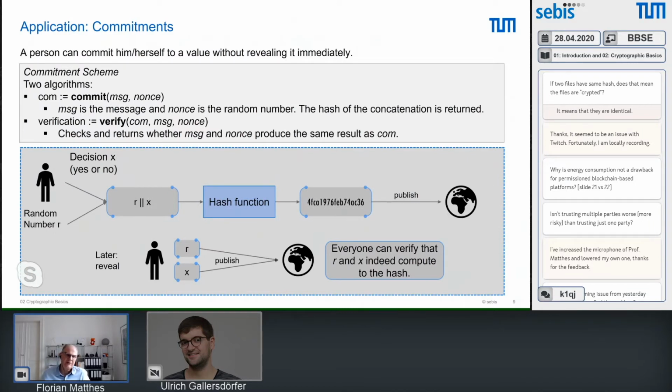Another thing is that you can commit yourself to a certain value. So the idea is that you make a decision. You commit yourself to a certain decision, let's say to buy something or to not buy something. So it's a binary decision. And again, you combine it with a random number, create a hash, and you reveal the hash to everybody so that you are bound now to your decision. Yeah. So maybe your decision is to, I don't know what, to attack Moscow with nuclear weapons, something very important. So you want to say we have made this decision, and you want to publish it.